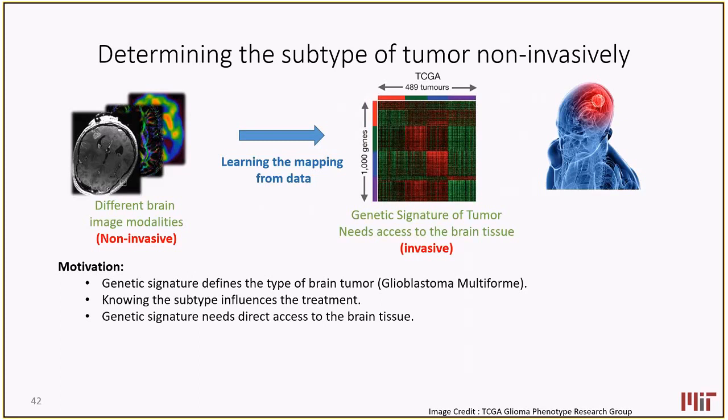But the problem is that to understand the subtype, you need gene expression, not genotype data, which means you have to access the tissue directly, which means opening up the patient. So now the question is: if you can relate these two together based on retrospective data, can we subtype the disease for a new patient using only genes?